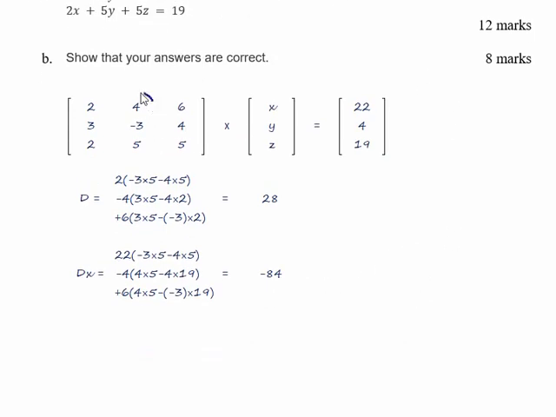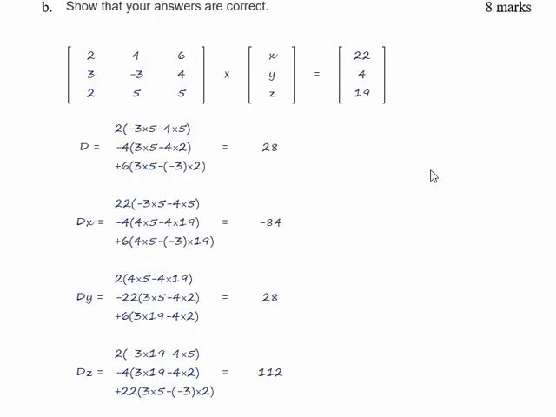For the y value, we replace the y column with the values from the right hand side and calculate the determinant, and the same for the z values. So we've now got d is equal to 28, dx is equal to -84, dy is equal to 28, and dz is equal to 112.